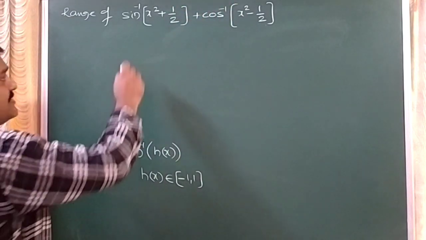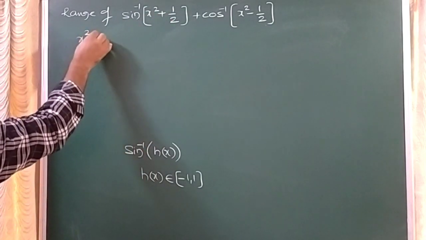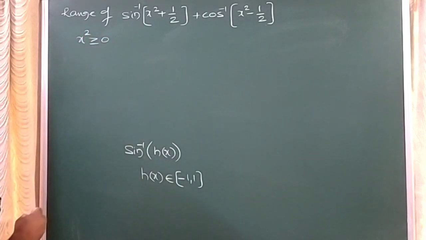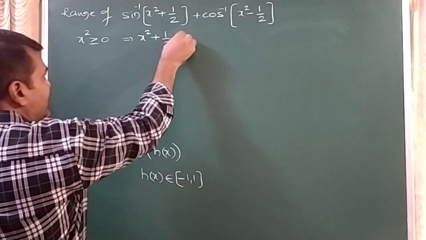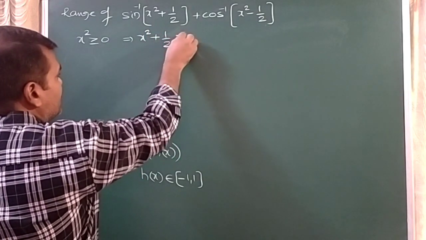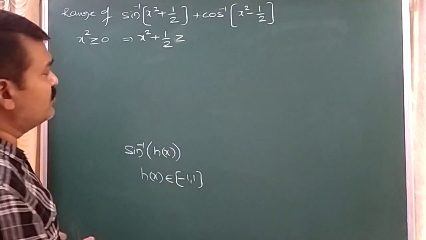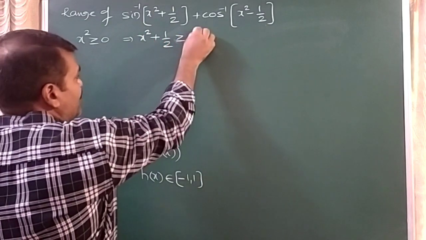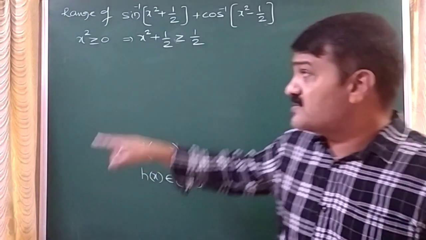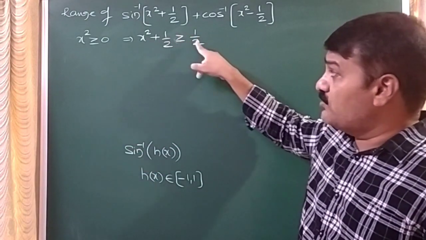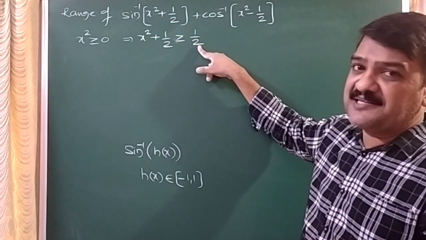Now let us observe x square plus 1 by 2. X square is clearly 0 or more than 0. So x square is greater than or equal to 0. Add 1 by 2 on both sides. So x square plus 1 by 2 is clearly greater than or equal to 1 by 2. So this x square plus 1 by 2 is 1 by 2 or more than that.